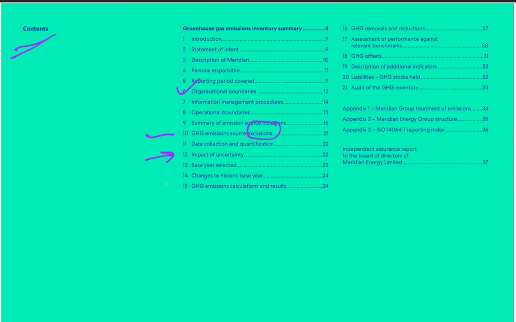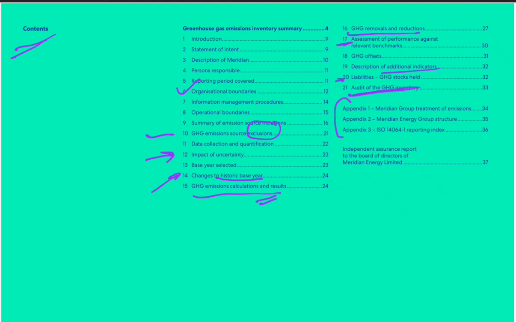Then we will talk about the base year selected and the changes to historic base year, why it was changed, the justification for that. GHG emission calculation and the result, the most interesting part, and GHG removal and reduction program, assessment of performance against the relevant benchmark, so benchmarking studies also, GHG offsets, description of additional indicators and liabilities about GHG stocks held, and the audit part of the GHG inventory report.